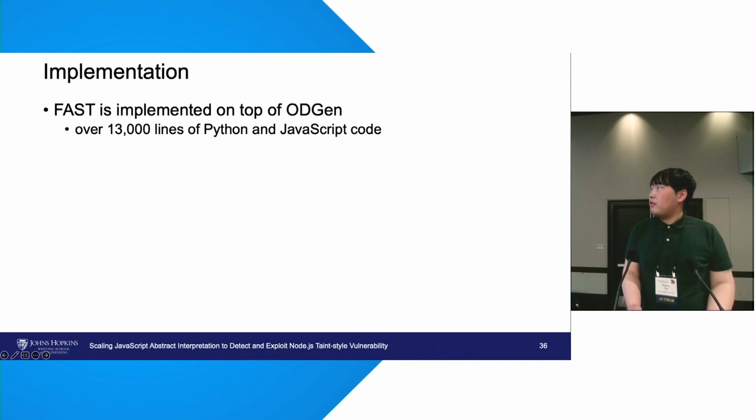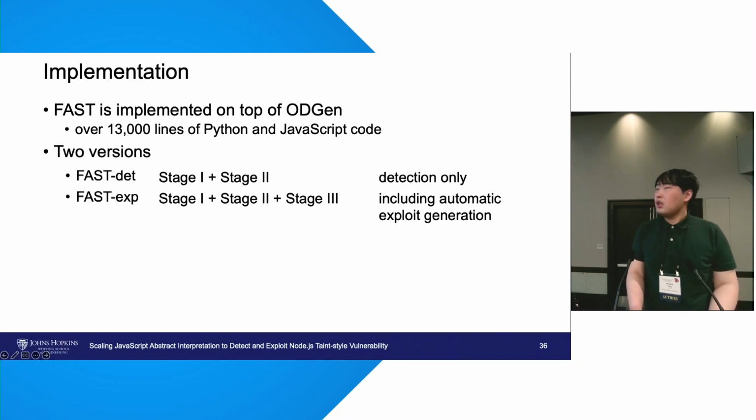Our implementation, FAST, is implemented on top of ODGen with over 13,000 lines of Python and JavaScript code. We created 2 versions of the system. One with the first 2 stages has only vulnerability detection. The other includes stage 3, automatic exploit generation.